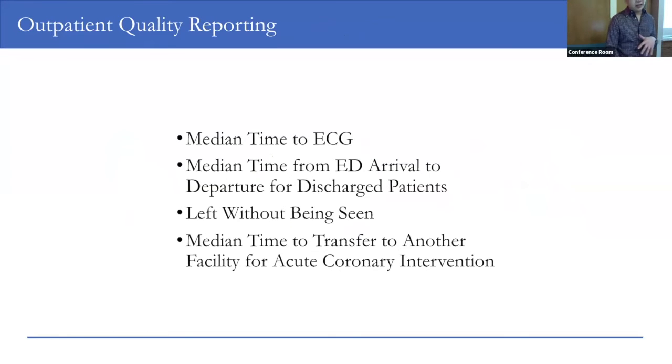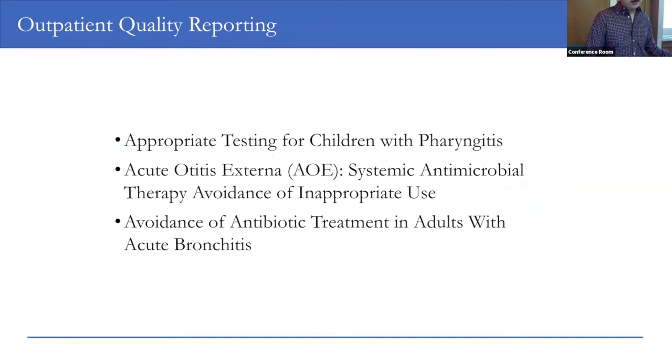So on the outpatient side, there are things like median time to EKG, time from arrival to departure for discharged patients, rates of left without being seen, and transfer to another facility for PCI in patients with MI if you don't have a cath lab on site. There are also some metrics that focus on the appropriate testing and treatment of URIs: appropriate throat swabbing of children with pharyngitis, antibiotic use for otitis externa, and avoidance of antibiotic treatment for adults with bronchitis.